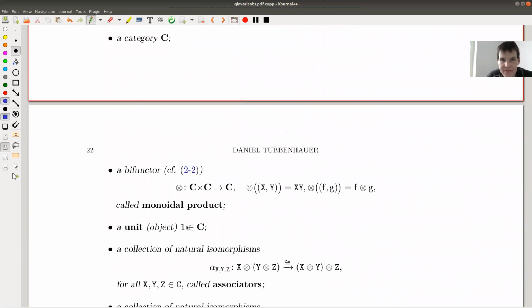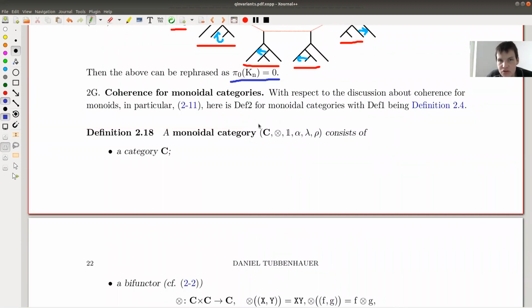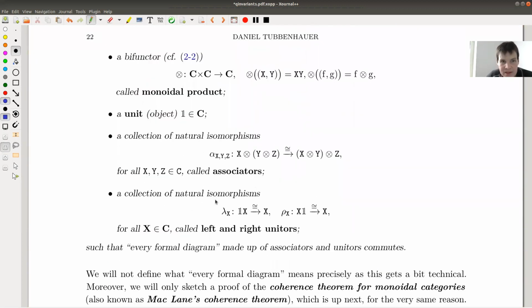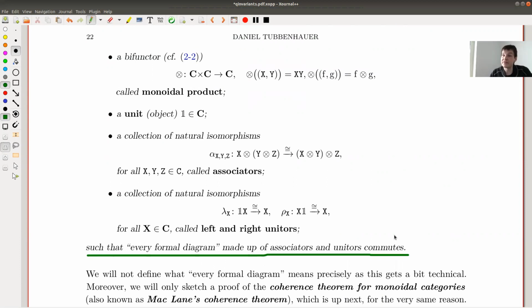I don't want to make this rigorous, but basically definition two for monoidal categories has the same input, and I don't want to make this precise because it really is horrible to make it precise. But it's morally speaking clear that everything you can build of associators and unitors in the correct way should commute. So every formal diagram should be commutative. And that's definition two. This should be the definition of a monoidal category.